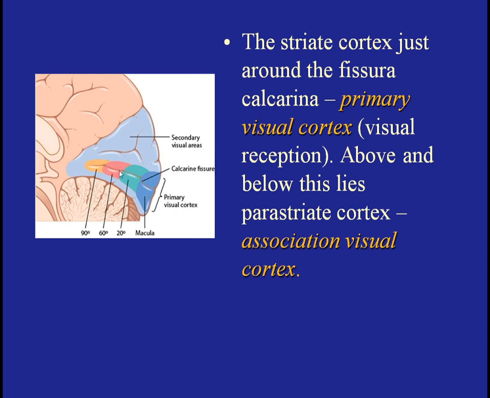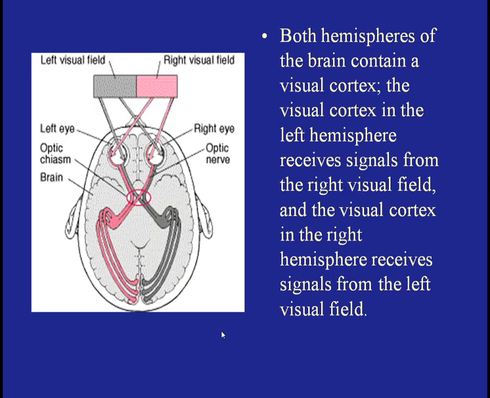In case of pathology, for example, of the primary visual cortex, there may be only photopsias, like flashes of light. In case of irritation of the association visual cortex, patients can feel hallucinations like pictures, movies, and so on.